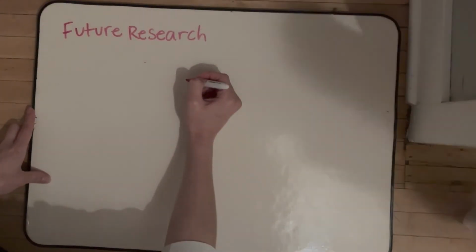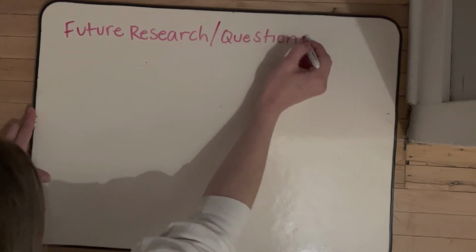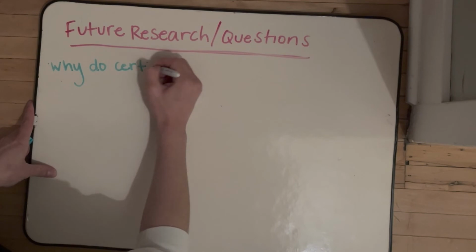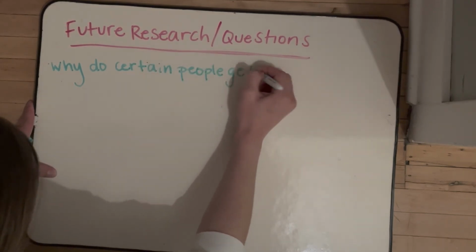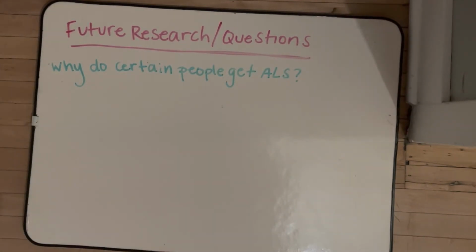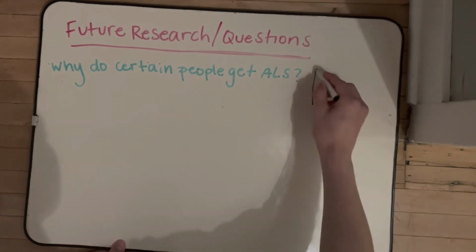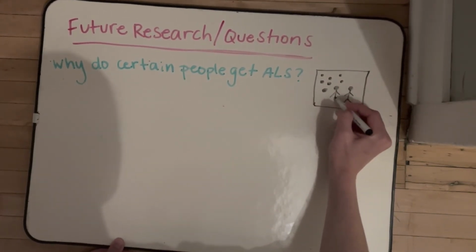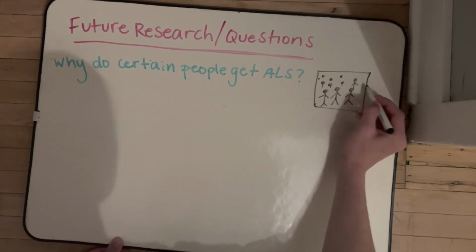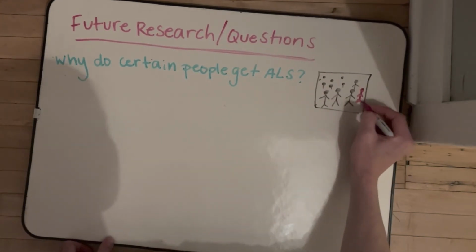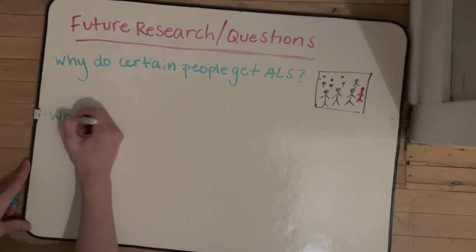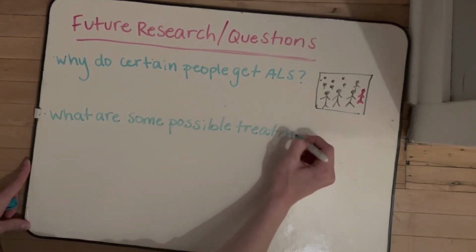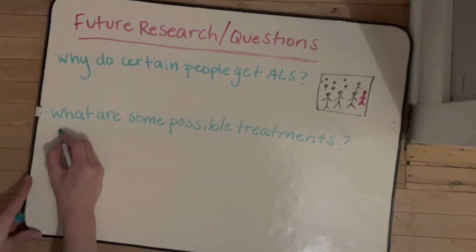This leads us into some final questions and future directions for research. The biggest one of all is still, why do only certain people get ALS? Scientists really still don't know why this is, and even though the body of research is growing and a lot more is known about ALS at this point, researchers and scientists still don't know why certain people get it and certain people do not. Another big question is, what are some possible treatments?